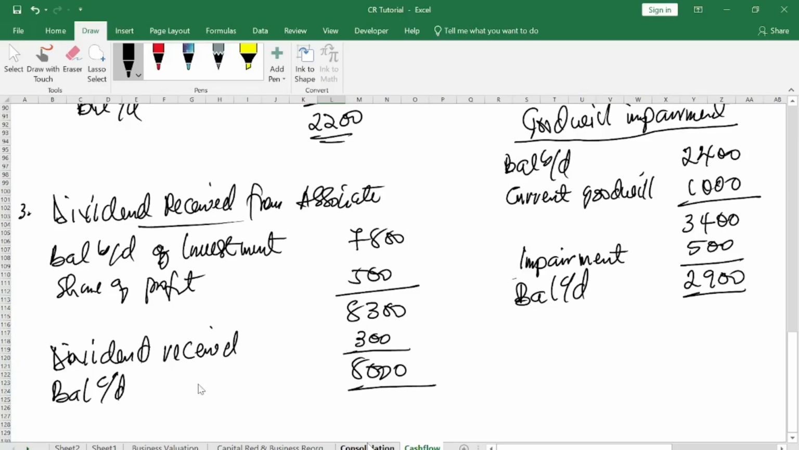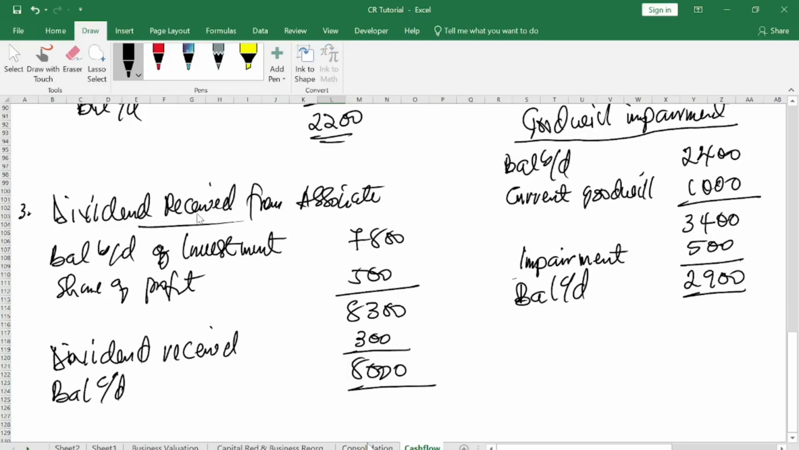Because at the end of the accounting year, the associate value now is 8,000. Because at the beginning it was 7,800, and there was a share of profit which gave them up to 8,300. But in their final books, it is 8,000. It means 300 has gone into dividend that they received. And the dividend received goes where? I told you, investment returns.